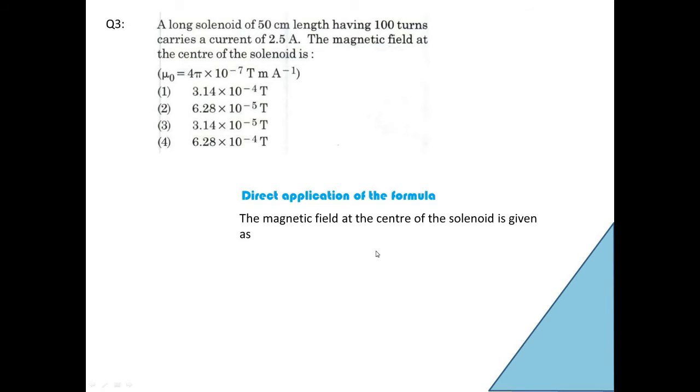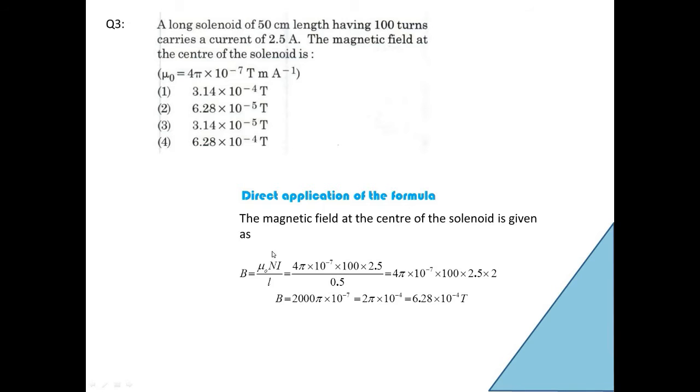Direct application of the formula. The magnetic field at the center of the solenoid is given by the formula mu naught N I by L. This N by L is the small n, the number density, or number of turns per unit length. Substitute the values: mu naught is 4 pi into 10 to the power of minus 7, N is 100.